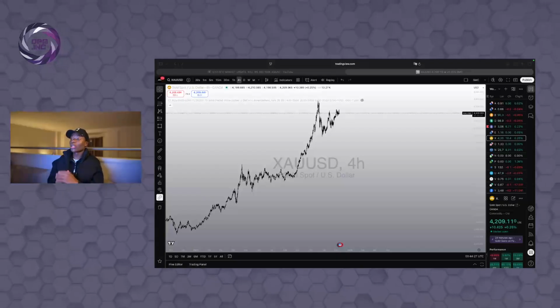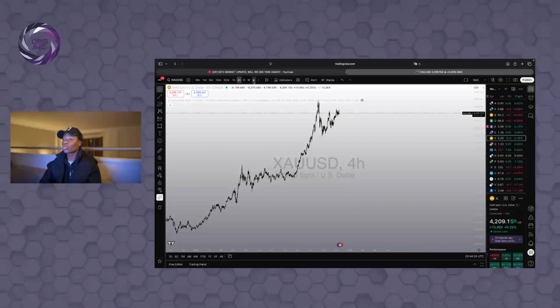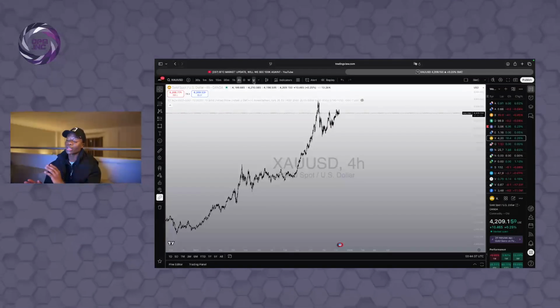So right now we're looking at XAUUSD on the 4 hour time frame, but we're actually going to move into the monthly time frame. Moving into the monthly time frame first, we're going to go from higher time frames all the way down into lower time frames.